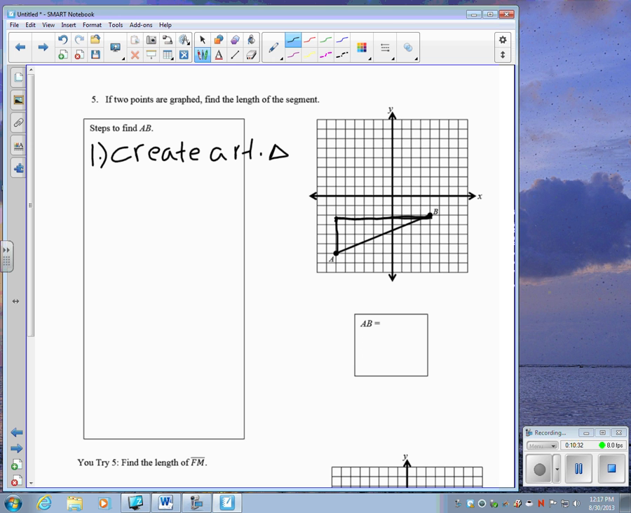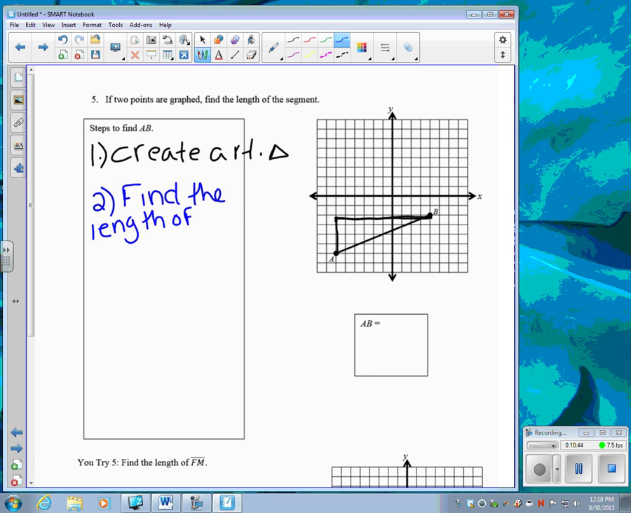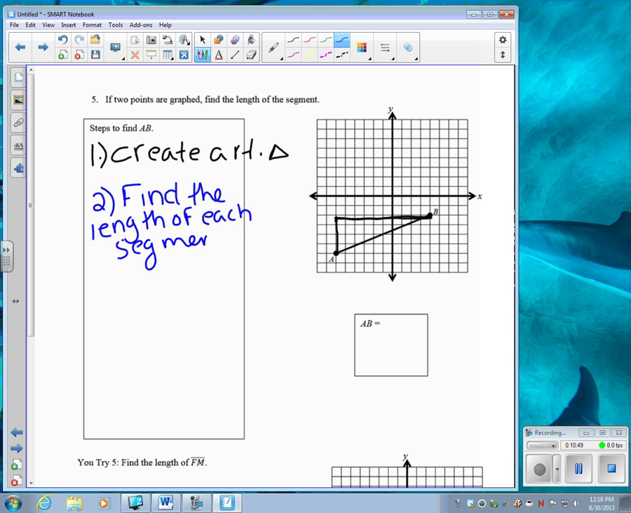Now what I need to do is find the length of each segment. All right, so here I have 1, 2, 3, 4. Yes, that's supposed to be a full box right there. Going over to B, I have 1, 2, 3, 4, 5, 6, 7, 8, 9, 10. If it helps you to make little tick marks to ensure that you are counting properly, please do so.